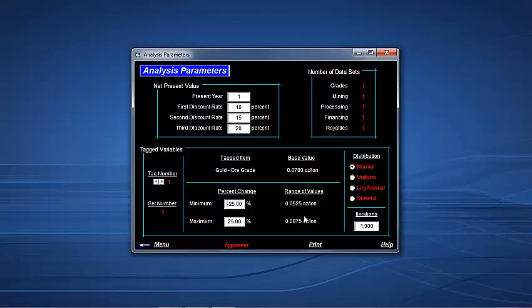We'll look at several things. We'll look at sensitivity and break even. But one thing we also want to look at is a Monte Carlo risk type assessment. And so we'll say all four of the things we tagged will vary through certain ranges over the course of the project. The first thing we have is the gold grade.